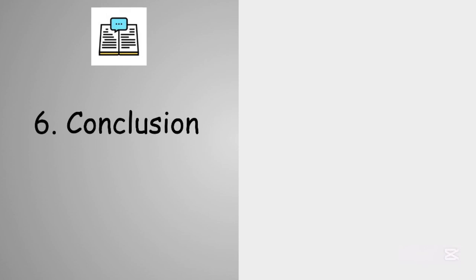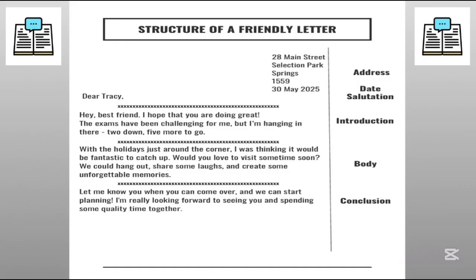Number 6, conclusion. Now in the conclusion, we are going to sum up our letter. You are basically telling your friend that you can't wait to see them, or you can't wait to spend time with them, and you wish them well. Once again, we skip a line after the body and then you start writing the conclusion. Let's look at my example. Let me know when you can come over and we can start planning. I'm really looking forward to seeing you and spending some quality time together.